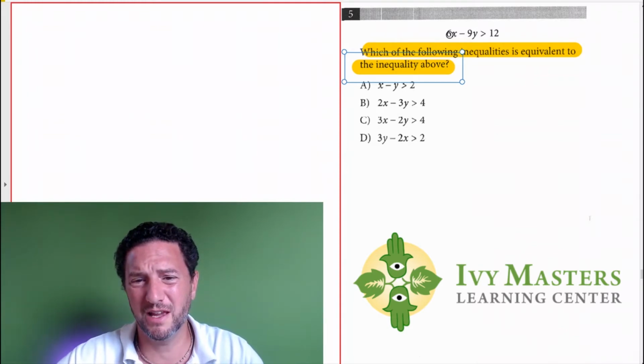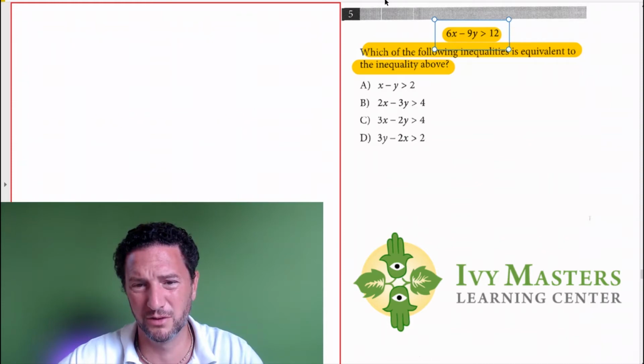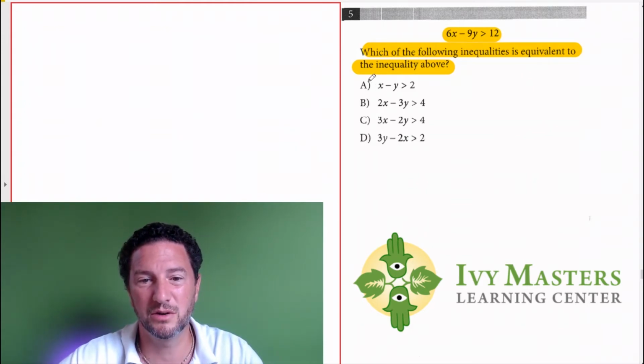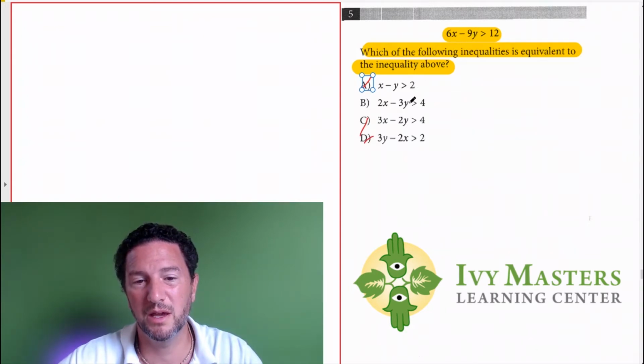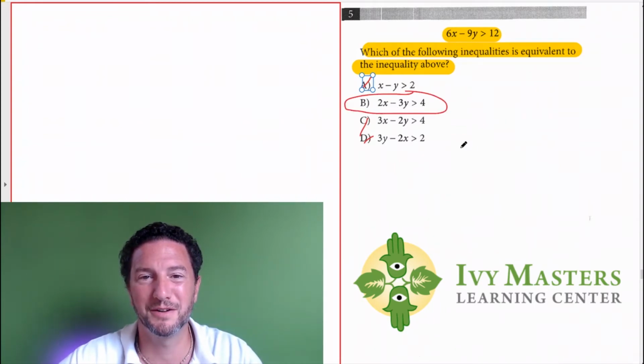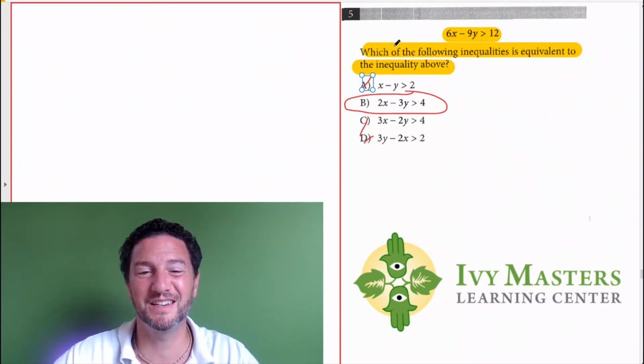Well, the first thing I think of when I see this is, hey, you can pull out a greatest common factor. What's greatest common factor? It's 3. And if you divide this by 3, what do you get? You get 2. So the answer is probably going to be B. If you divide 9 by 3, what do you get? 3. If you divide 12 by 3, what do you get? 4. The minus sign's the same, greater than sign's the same. Your answer is B. Very quick, easy solution.